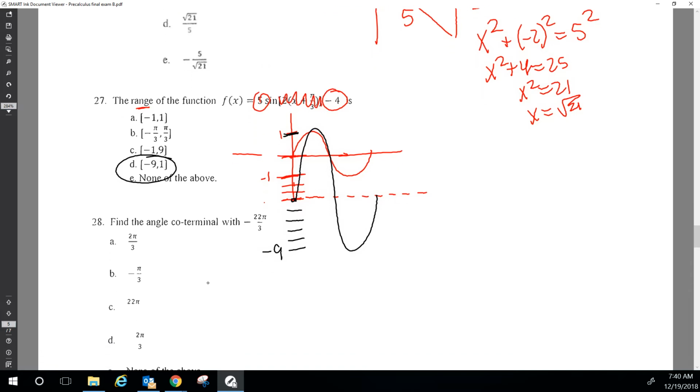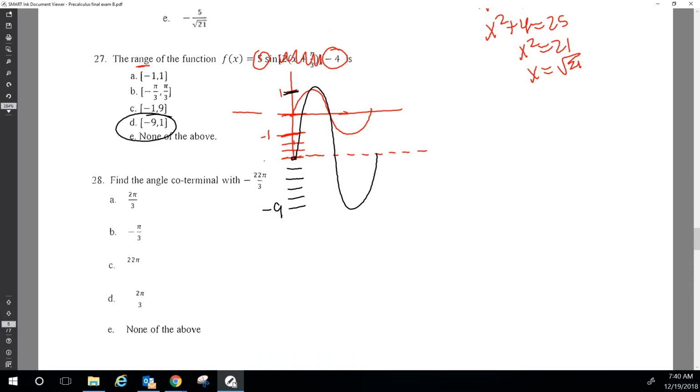I don't think you can see this very well. I think when I copied this guy over, it's supposed to be 22 pi over 3. And so you guys are getting confused by making it negative 22 pi over 3, but I think it just didn't copy that fraction bar all the way. So let's do 22 pi over 3.